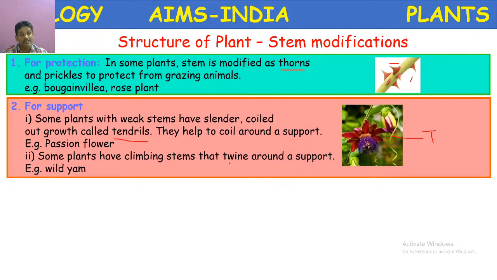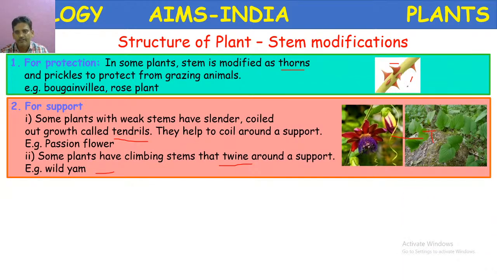They are called twiners. Example, wild yam, or you can take the best example, peas. The pea plant can twine over it and climb the support. So here tendrils are one example of modification for support. Here see beans.